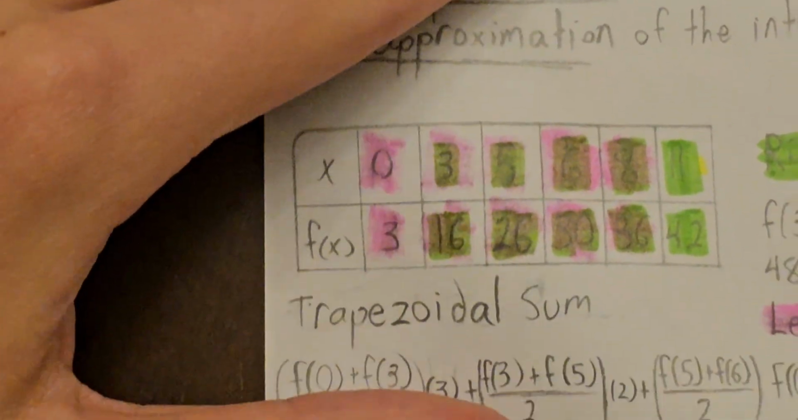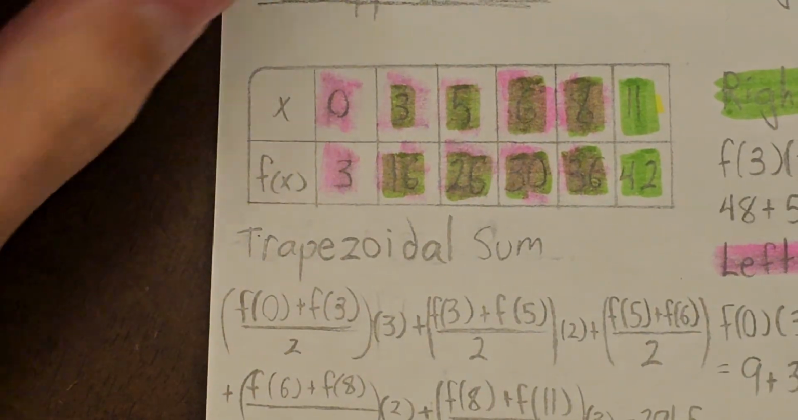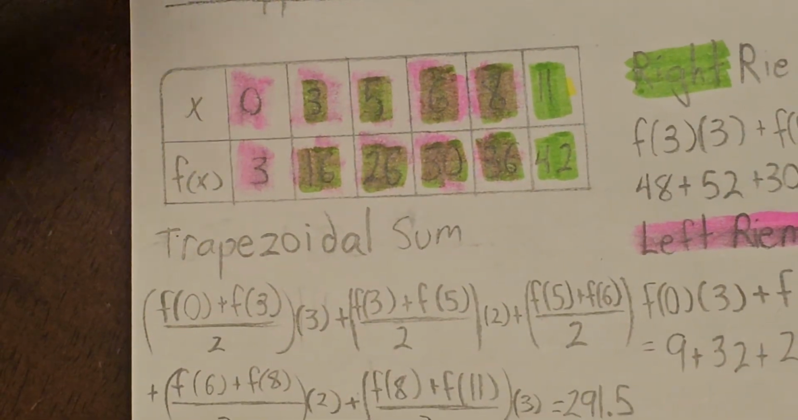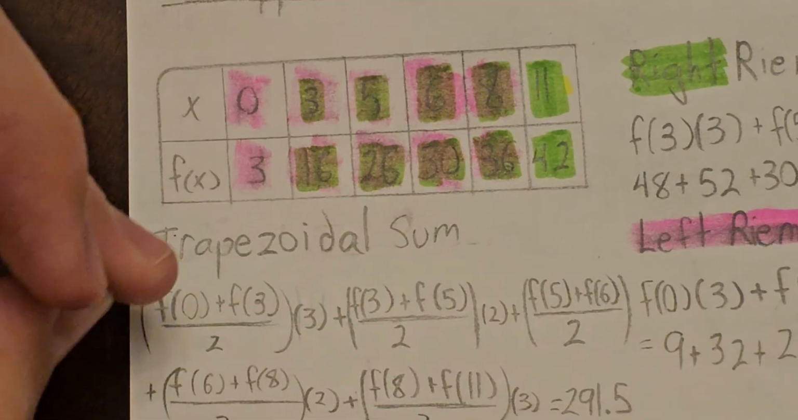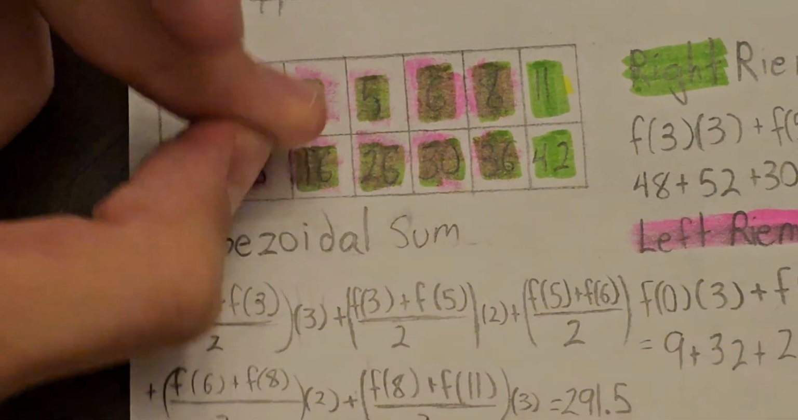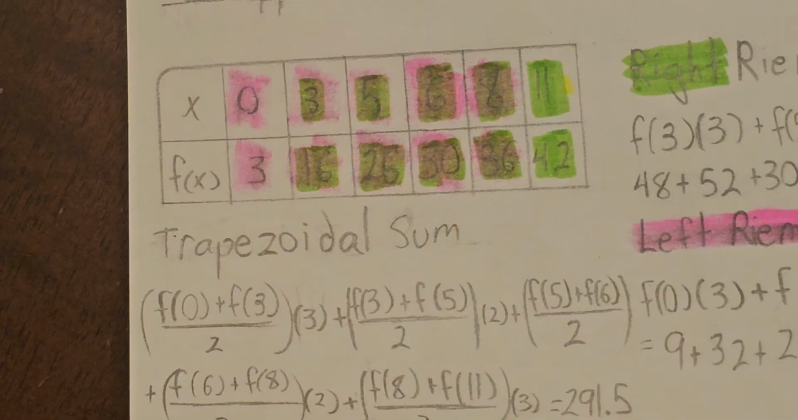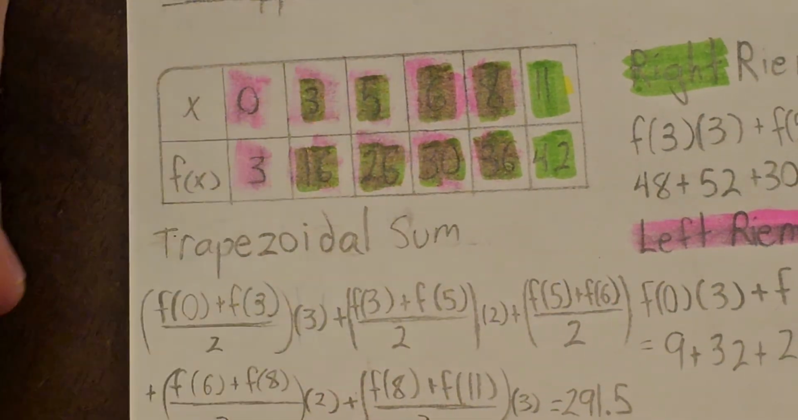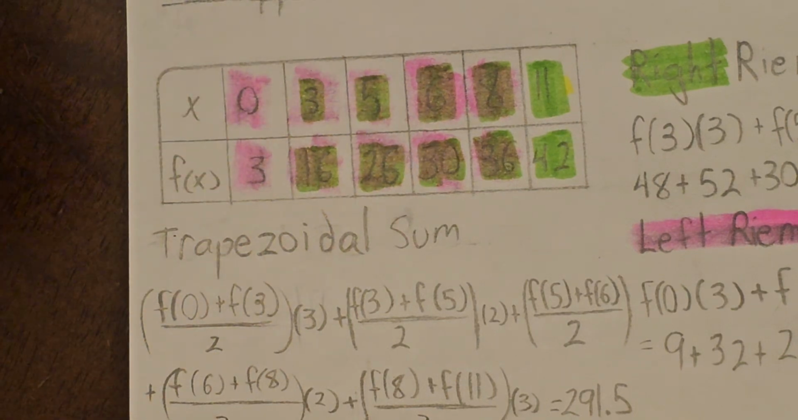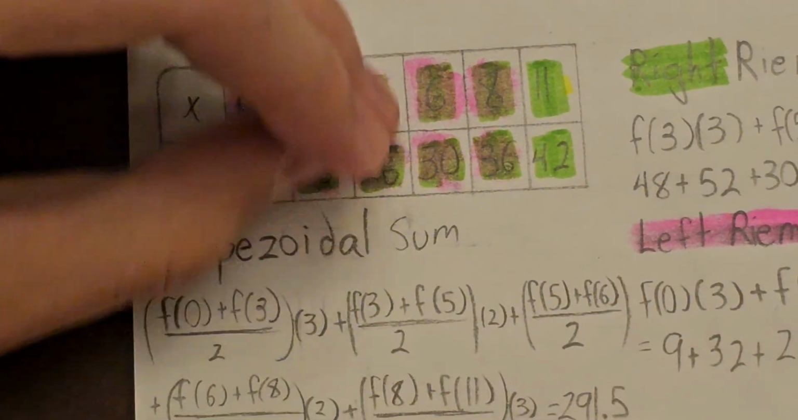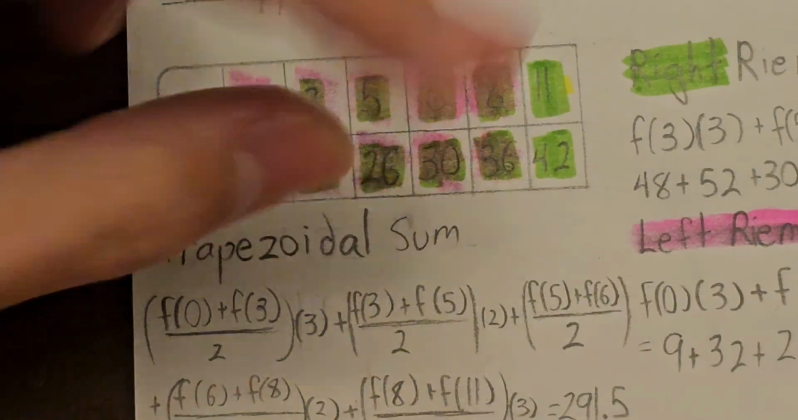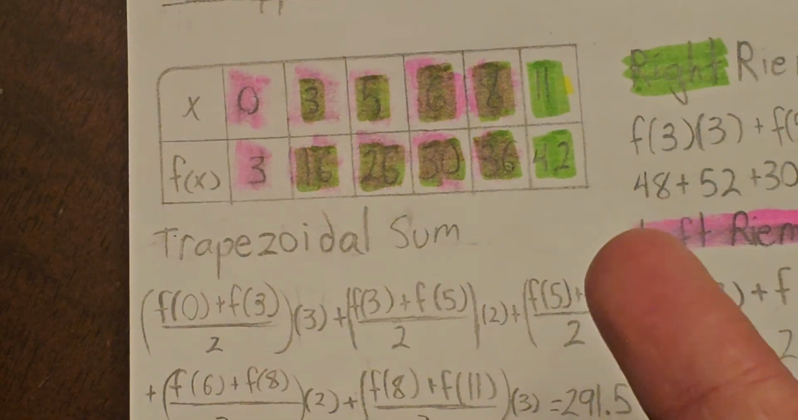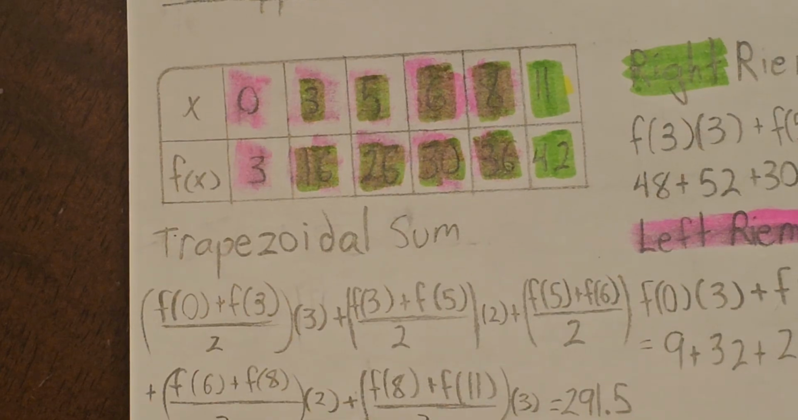Since we're over here, I guess I'll go over trapezoidal sums. So this one is a bit more complicated. You have to find the y value for f of 0 and f of 3, right? Then you have to add those, cut that in half, and multiply it by the width between the two. So 3 plus 16, which is 19, divided by 2 times 3, and then you do the same for f of 3 and f of 5. So 16 and 26, add those together, divide that by 2, multiply by 2. So you get 42 for that one.